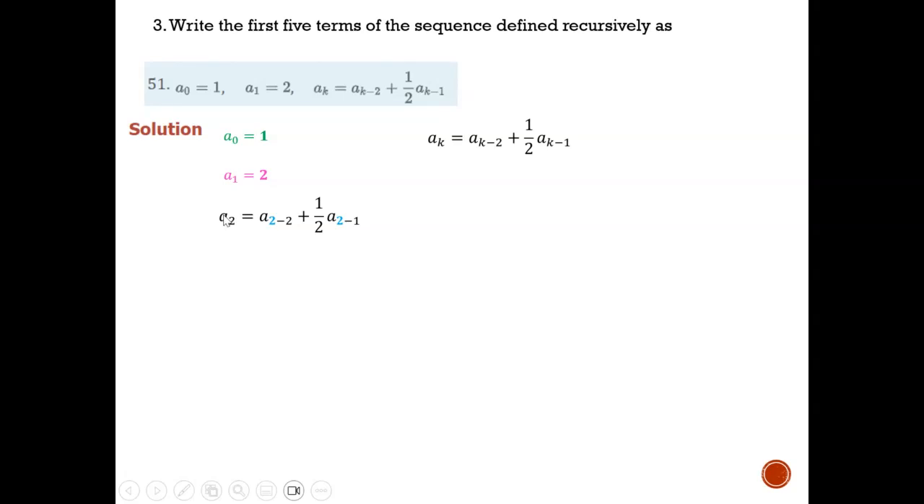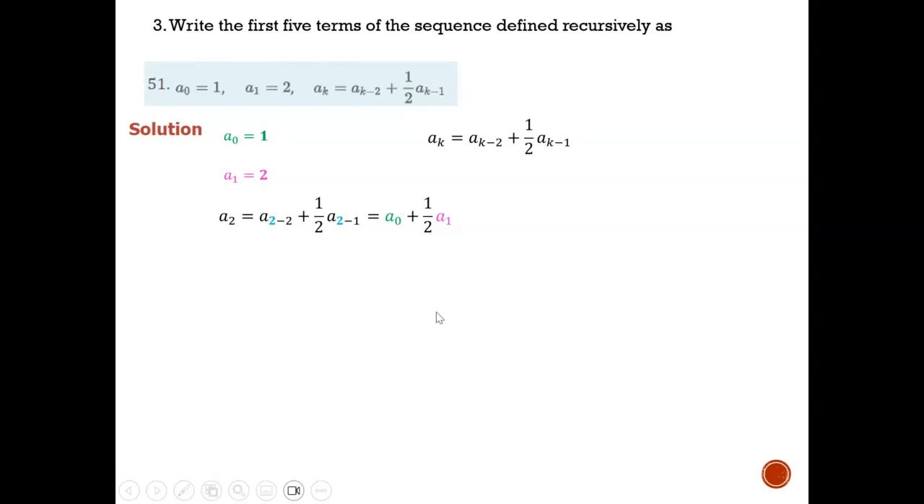Now comes my third term. My third term will be A2. So I'm going to plug in 2 for the K's. A to the 2 minus 2 is going to give us A to the 0, and A to the 2 minus 1 is going to give A to the 1. If you notice, A0 is going to be 1, and A1 is going to give us 2, right? And the A0, which is the first term, is in green.